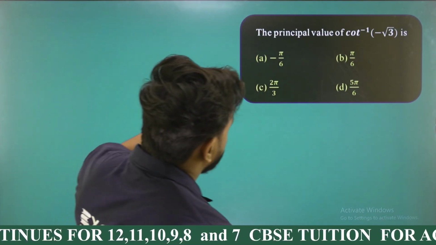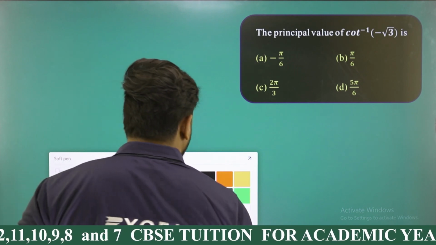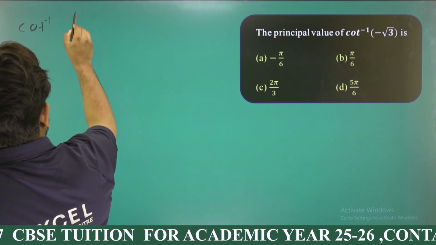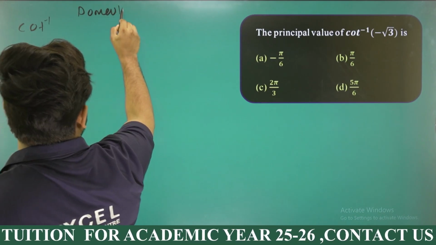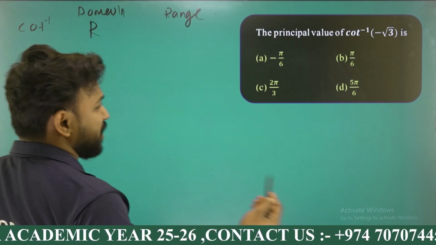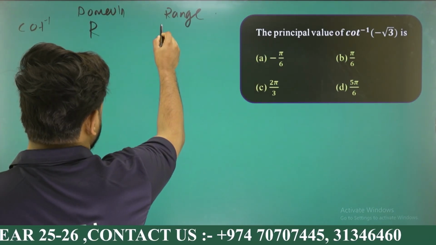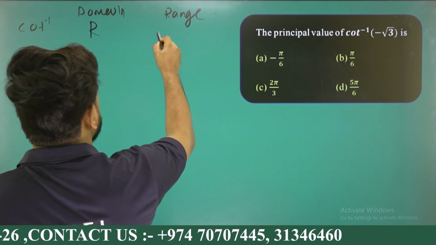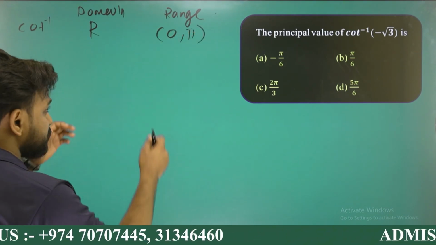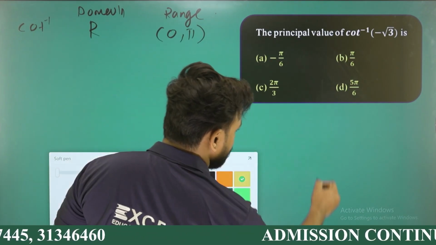So listen. The principal value of cot inverse minus root 3. So we have to know what is the domain and range of cot inverse. So the domain is real numbers. You can put any real number for cot inverse. But the range is the open interval 0 to pi. Ready? So whatever value you are getting, that should lie between 0 to pi. What is 0 to pi?